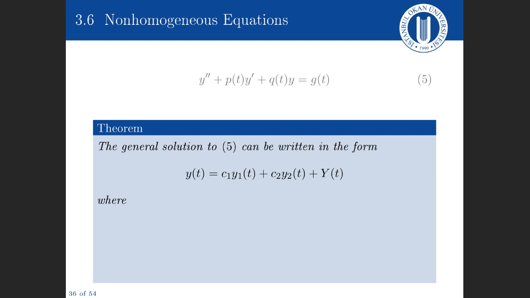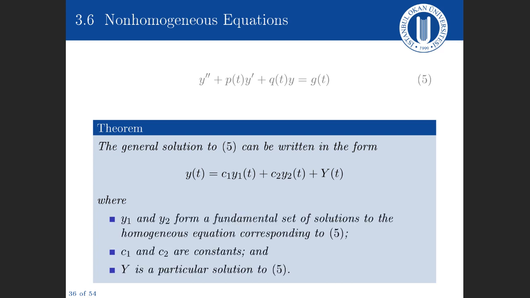Here, the general solution to a non-homogeneous linear equation can be written like this: C1 y1 plus C2 y2 plus capital Y, where y1 and y2 form a fundamental set of solutions to the homogeneous equation corresponding to 5, C1 and C2 are constants, and capital Y is a particular solution to our non-homogeneous equation. We know how to find y1 and y2. We know how to do C1 y1 plus C2 y2 because we've been studying it last week and this week. We need to just find some extra function and then add it on to the end.